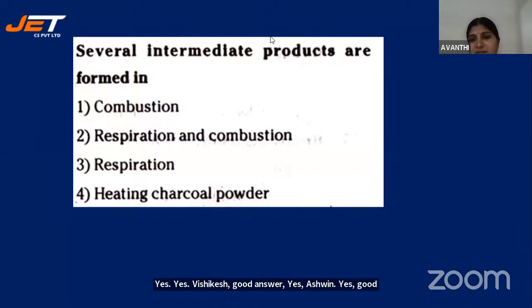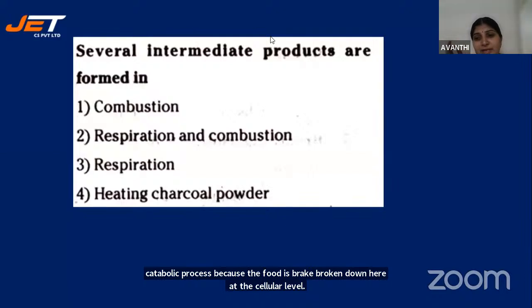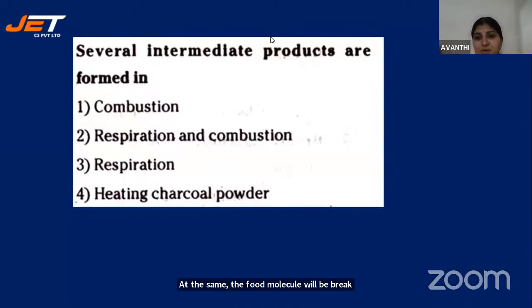See, actually, respiration is of 2 types. We have studied aerobic respiration and anaerobic respiration. Aerobic respiration involves formation of various intermediate compounds. It is a complex process. Actually, we call respiration a catabolic process. Why catabolic process? Because the food is broken down here at the cellular level. At the cell level, the food molecule will be broken down to produce energy. So during this process, many intermediate compounds will be formed.